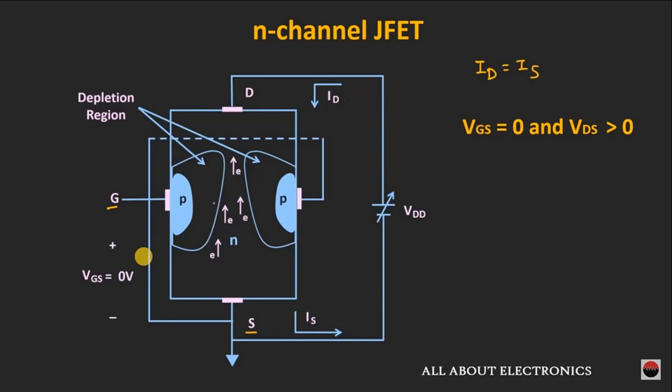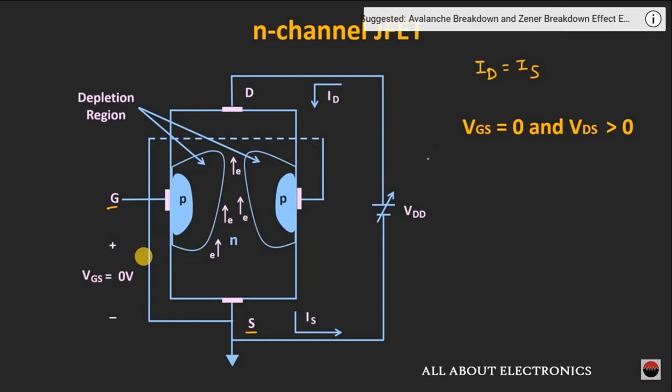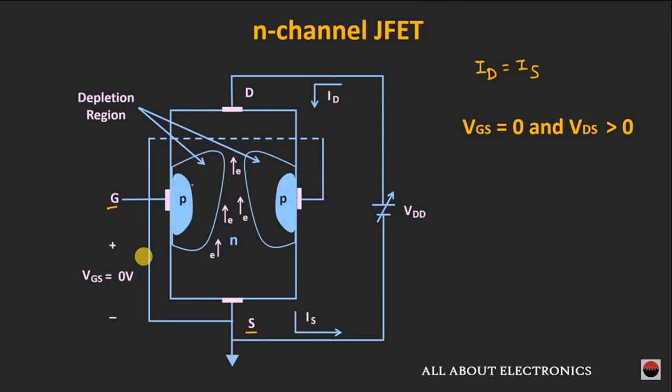So now considering this VGS is equal to 0 and this VDS is positive, let's see how this n-channel JFET works. Whenever this VDS is positive, then these two PN junctions will become reverse biased. And due to this reverse bias connection, the width of the depletion region will increase. Now if you notice over here, the depletion region is wider at the top of this p-type region and it is narrower at the bottom of this p-type region. So first of all, let us understand the reason behind it.